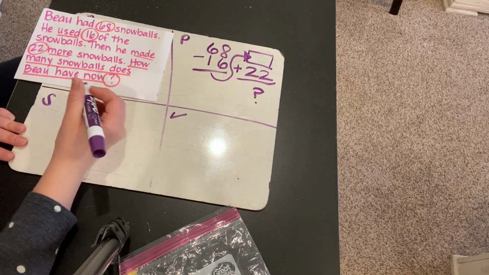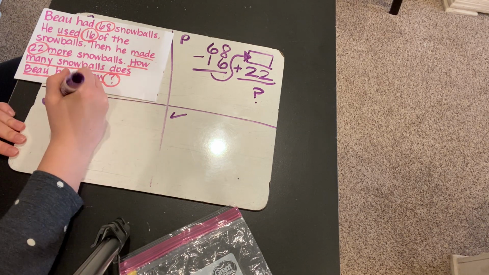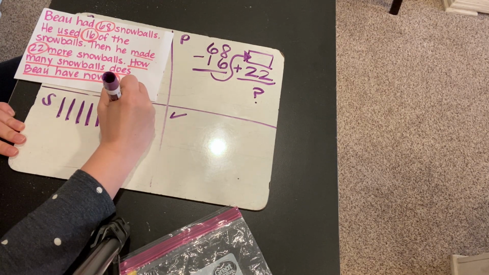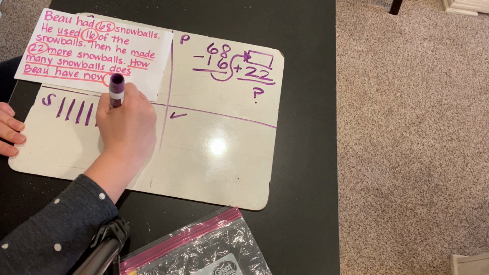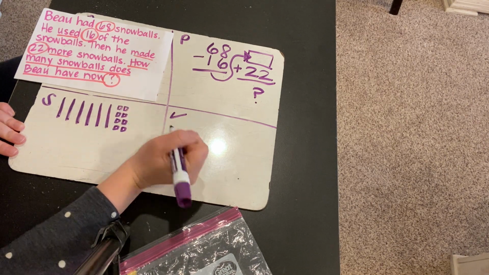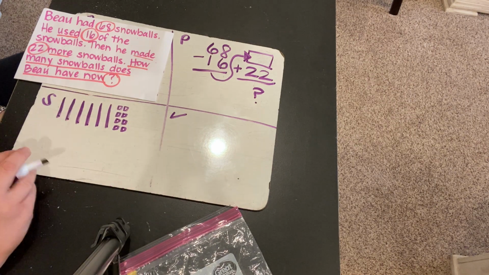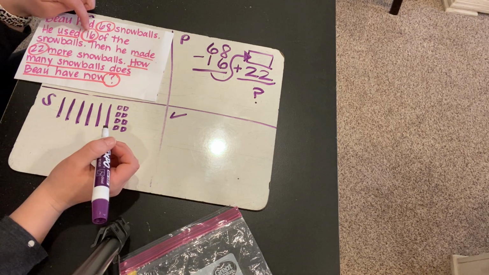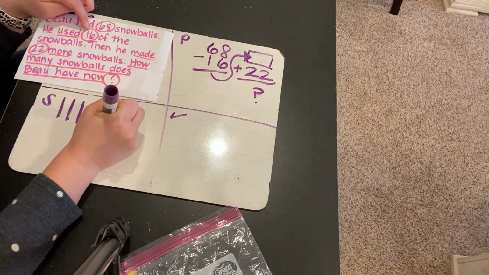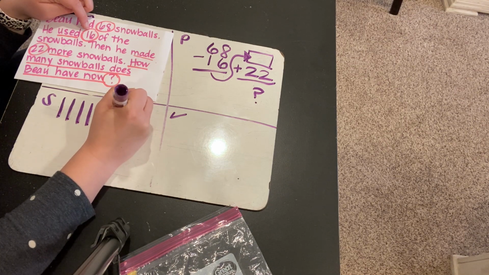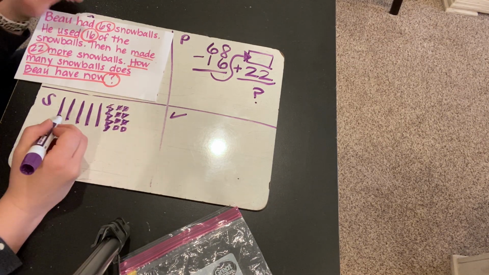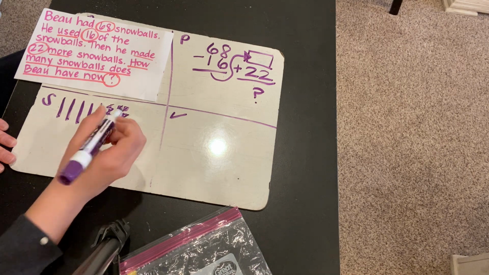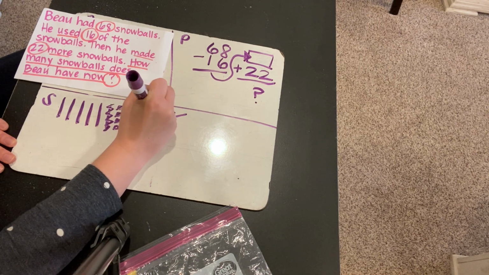Okay, so he had 68 snowballs to start with. So let's build 68. 10, 20, 30, 40, 50, 60, 61, 62, 63, 64, 65, 66, 67, 68. There's the 68. Now he used 16 of them. So remember, we need to take away 16. So in 16 there is one 10. So take away a 10. And then 6 ones. 1, 2, 3, 4, 5, 6. So how many do we have left now? 10, 20, 30, 40, 50, 51, 52. Okay, so we have 52.